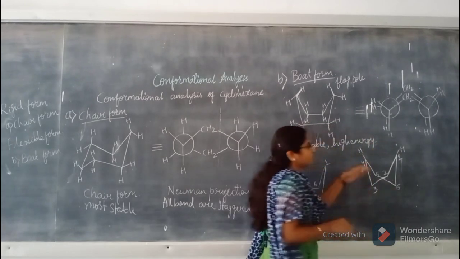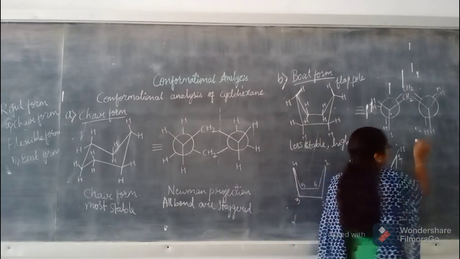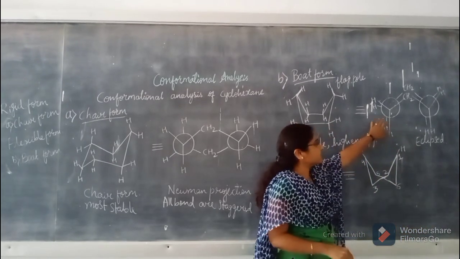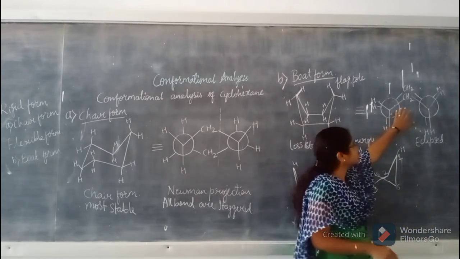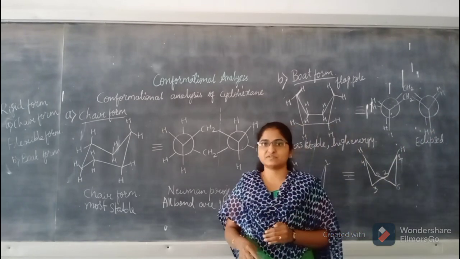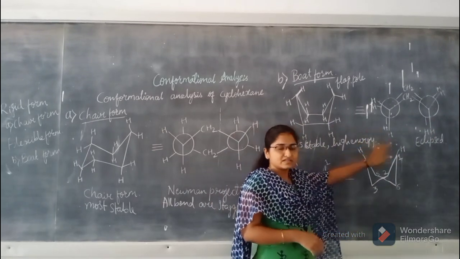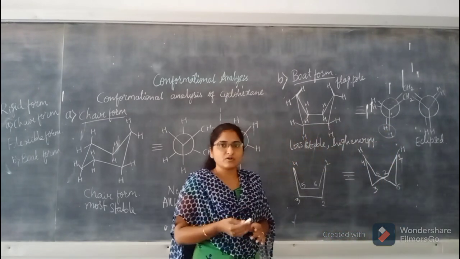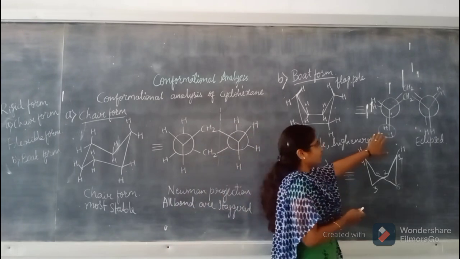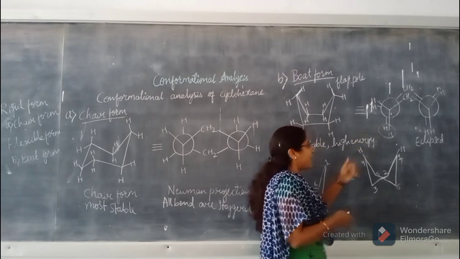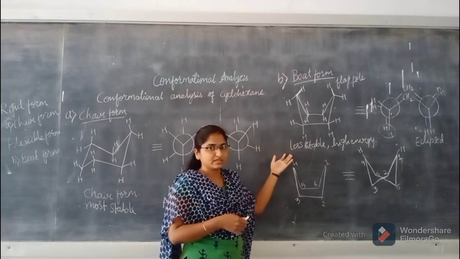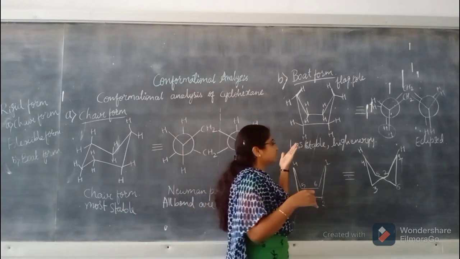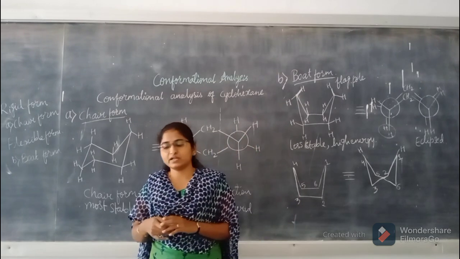And see here, you have the eclipsed form in the Newman projection. Here all the bonds, either the bonds to hydrogen or those of the CH2 group, are eclipsed. That is, they lie over each other. As a result, there is repulsion between the electrons in all the bonds, resulting in strain in the molecule. So there is less stability for the boat form when compared to the chair form of cyclohexane.